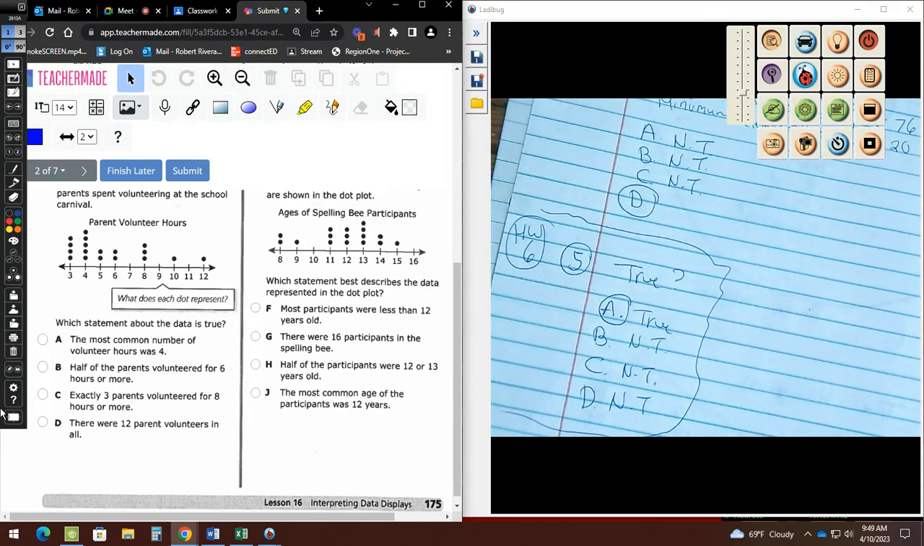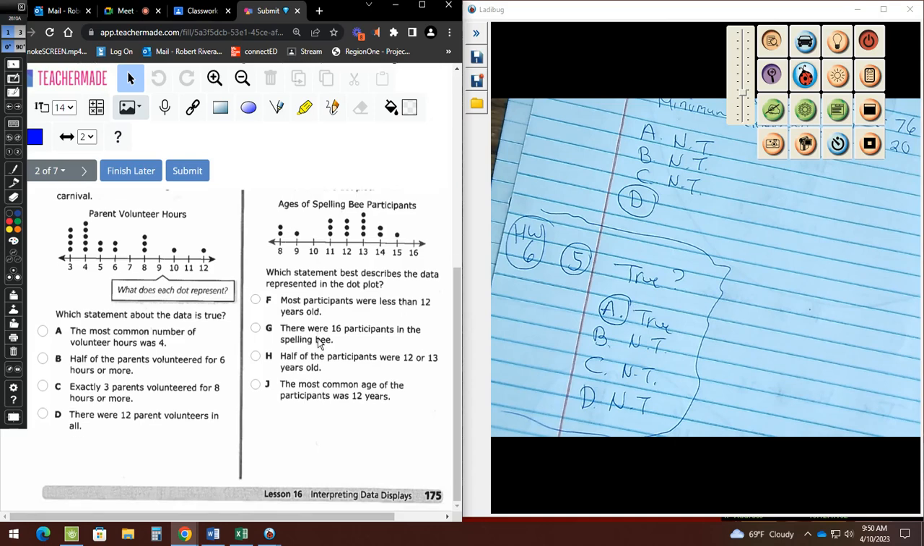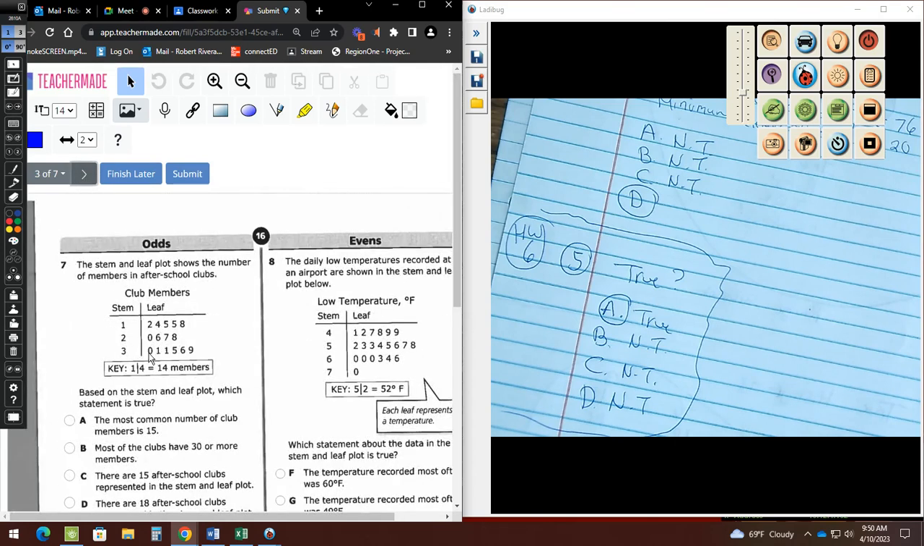I don't think the homework for today is hard. You just have to read and be careful. Again, your homework for today, what do the numbers on the bottom represent? The ages. And the dots? The participants. Good, mija. Good job.